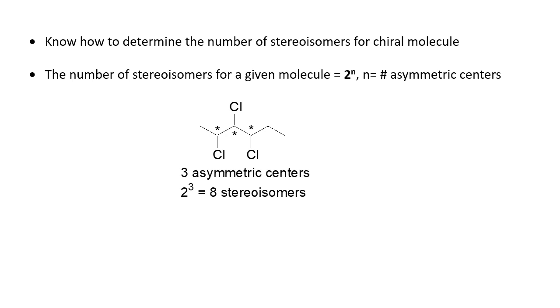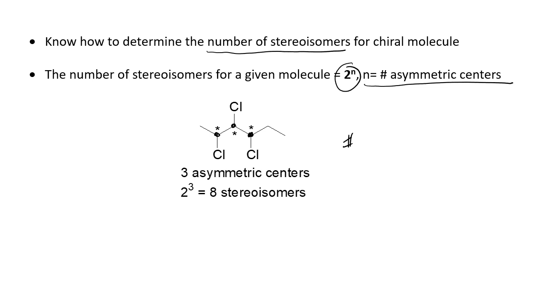The next skill you need to be able to do is look at a molecule and identify the number of stereoisomers possible for that molecule. It's really simple. The number of stereoisomers is going to be equal to 2^n, where n is the number of chiral centers. If you look at the molecule on your slide here, we have 1, 2, 3 chiral centers. Each of those carbons has 4 different groups attached.